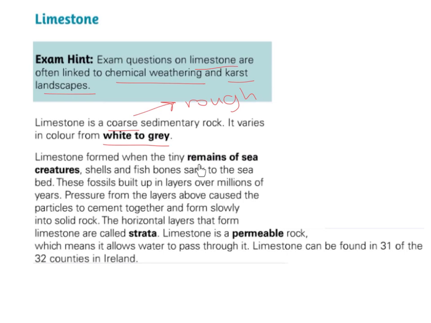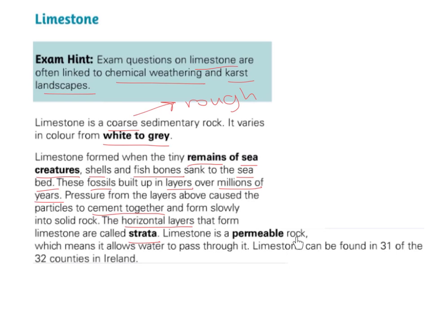Limestone formed when tiny remains of sea creatures, shells, and fish bones sank to the seabed. These fossils built up in layers over millions of years. Pressure from the layers above caused the particles to cement together and form slowly into solid rock. The horizontal layers that form in limestone are called strata.